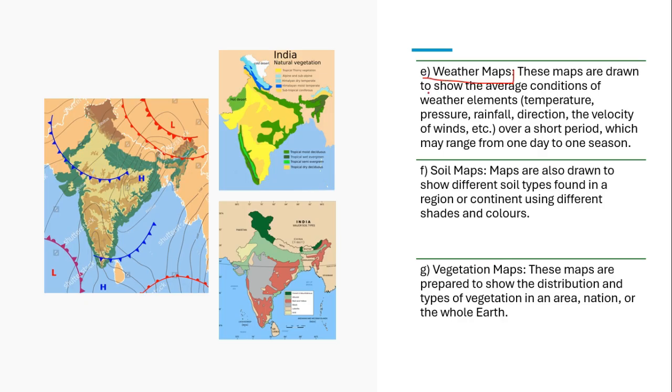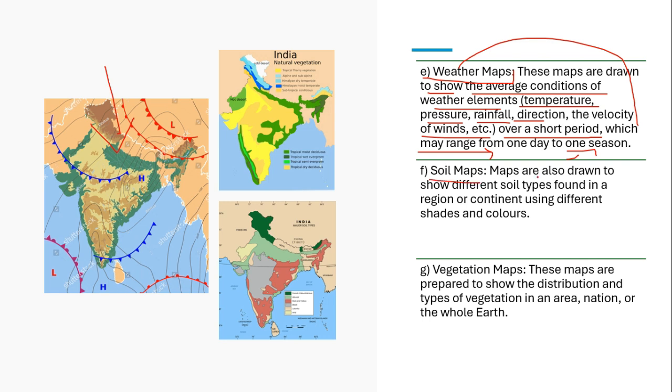So weather maps are drawn to show the average condition of weather elements, like what is the temperature, pressure, rainfall, wind direction, velocity of wind in a specific area. So weather maps are for a shorter period. These maps are represented for day by day or for a single season. So this map here is representing a weather map.